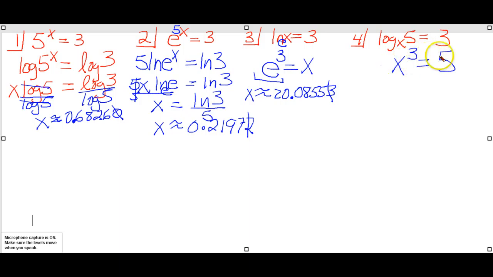Now, to actually do this one, there's a couple of ways to do it. But I think the easiest way is just take the 3rd root of this side and the 3rd root of 5.